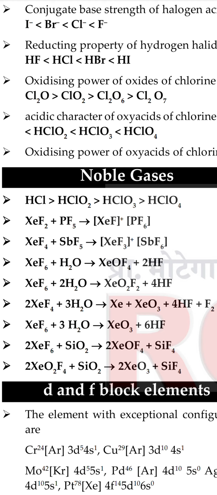And noble gases point, if you see, XeF2 plus PF5 gives XeF plus PF6 minus. XeF4 plus SbF5 gives XeF3 plus SbF6 minus. XeF6 plus water gives XeOF4, this is partial hydrolysis. Plus 2 water molecules, XeO2F2, partial hydrolysis. If you take 3 water molecules, XeO3, full hydrolysis. XeF4 plus 3H2O gives Xe and XeO3, this is a type of disproportionation reaction.